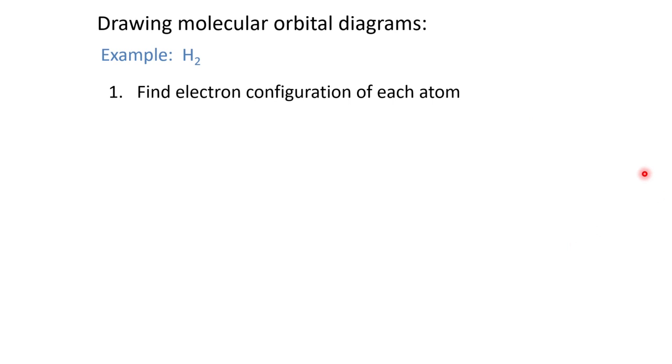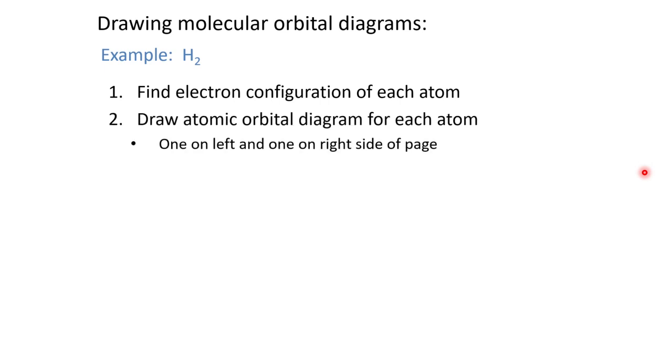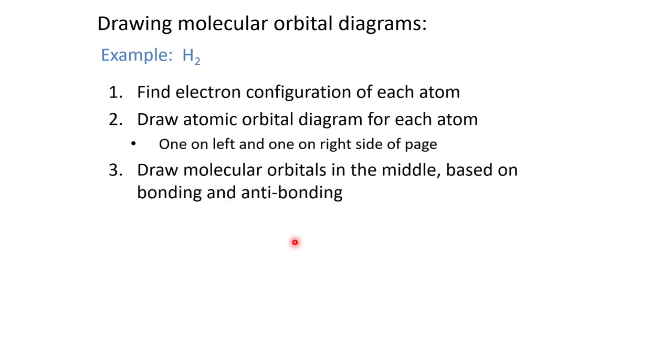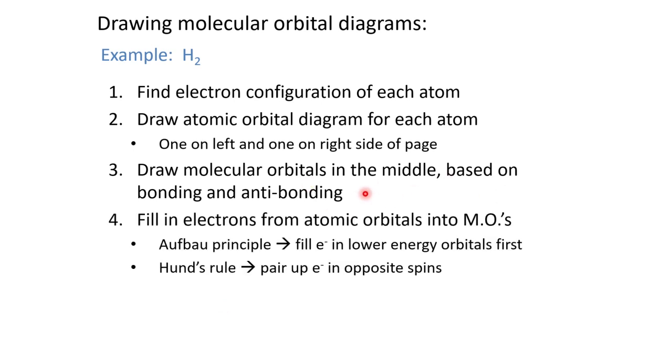So how might we draw this? Well, it's not that different from drawing our atomic orbitals, but then we have to go one step further. We start with our electron configuration and draw our atomic orbital diagram for each atom. It works better if we draw one on the left and one on the right side, and then we'll put the molecular orbitals in the middle. The molecular orbitals will be based on that bonding and anti-bonding.